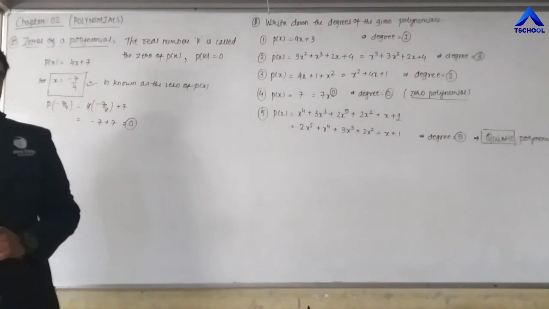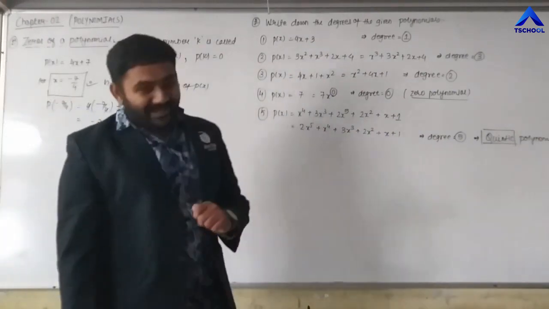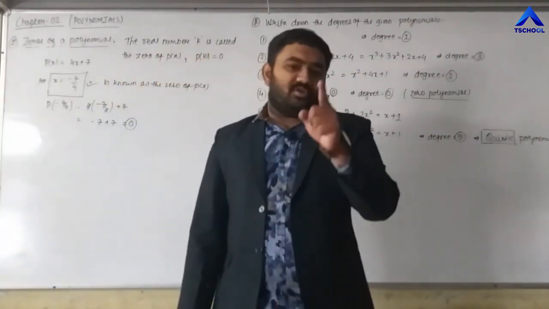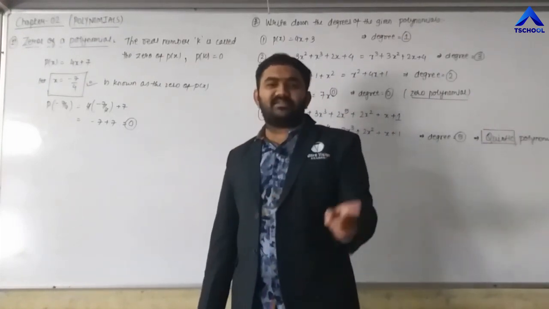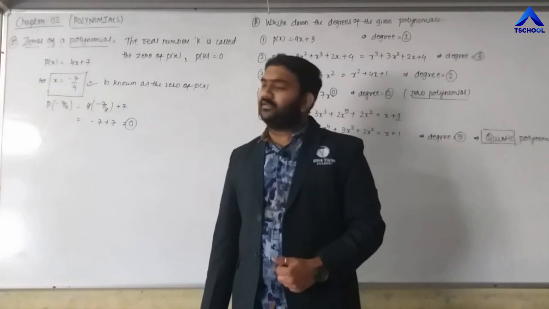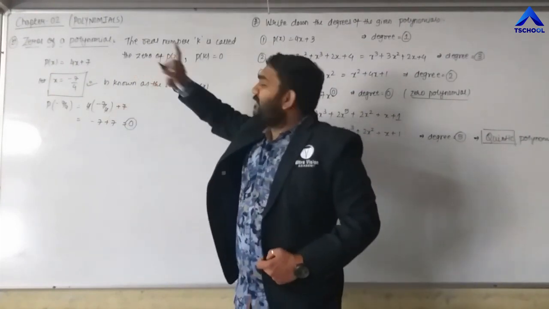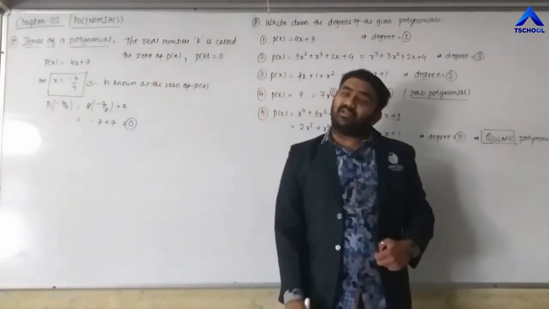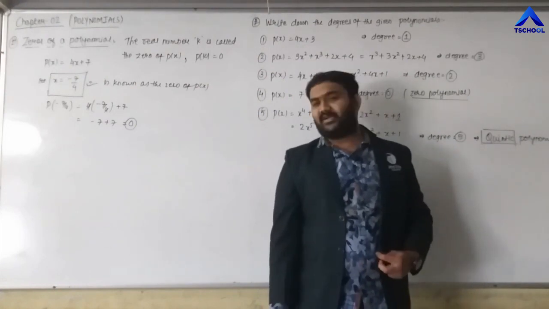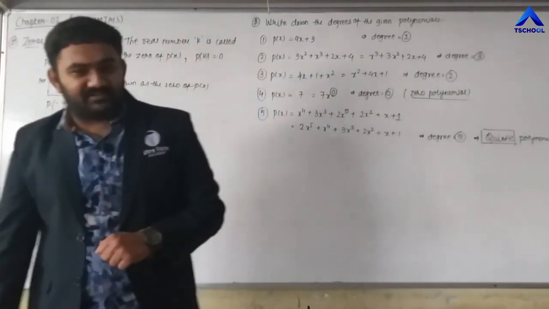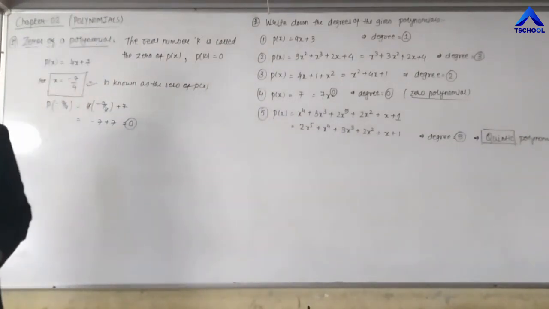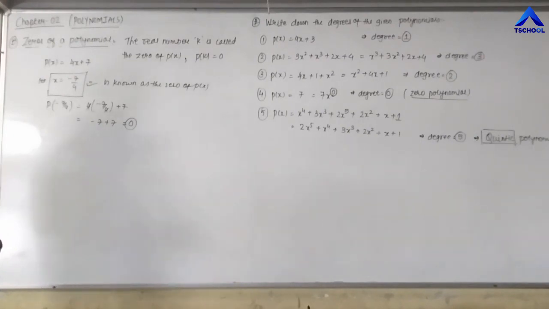Again let me repeat it. The value of the variable x at which the value of the polynomial becomes 0 is known as the 0 of that polynomial. And for example, if I say that the real number k is known as the 0 of the polynomial, provided p of k must be equal to 0. Is it clear everyone? So that is what it means, the zeros of a polynomial. Is it clear everyone? Good.